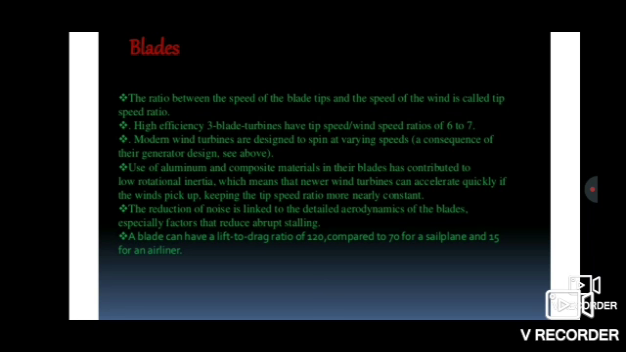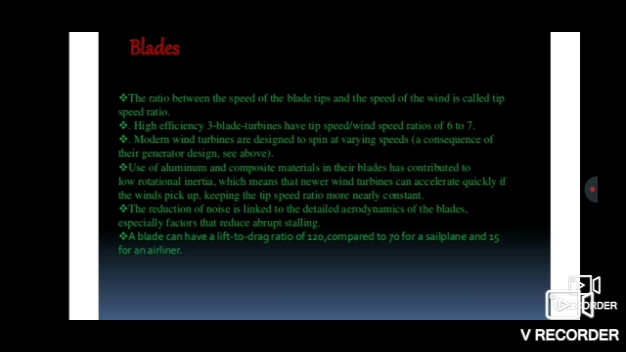Let us see about blades. The ratio between the speed of the blade tips and the speed of the wind is called tip speed ratio. High efficiency 3-blade turbines have a tip speed to wind speed ratio of 6 to 7. Modern wind turbines are designed to spin at varying speeds. Use of aluminium and composite materials in their blades has contributed to low rotational inertia, which means that newer wind turbines can accelerate quickly if the wind speed picks up, keeping tip speed ratio more nearly constant.